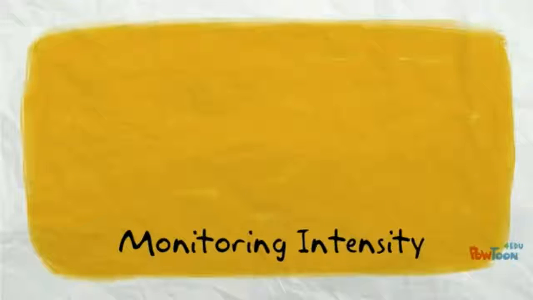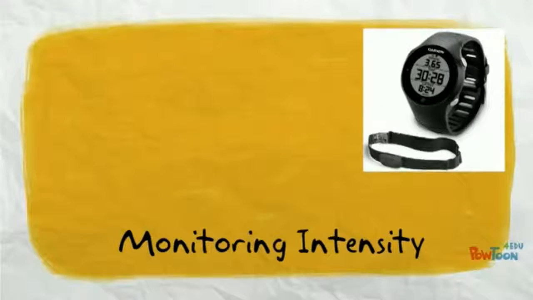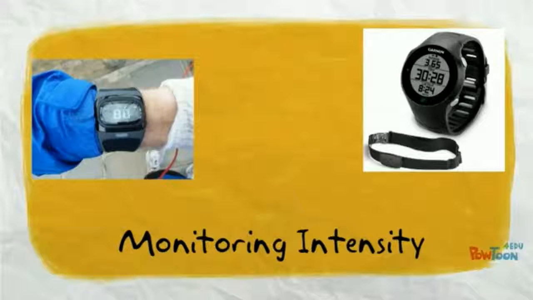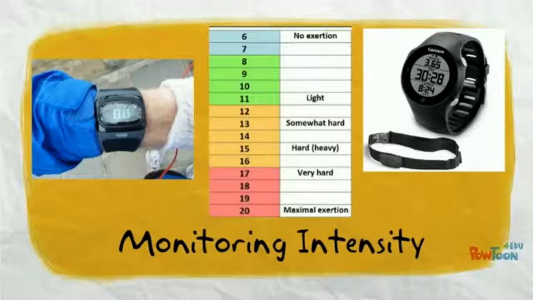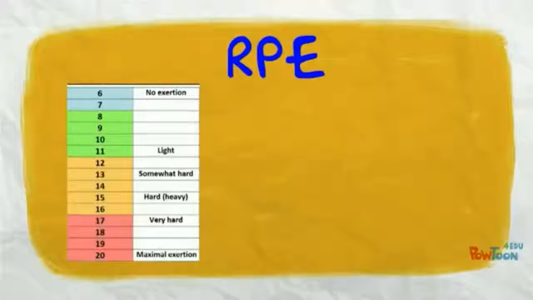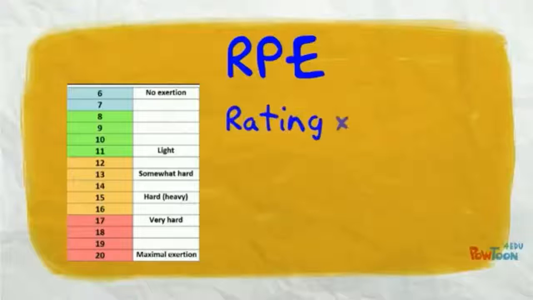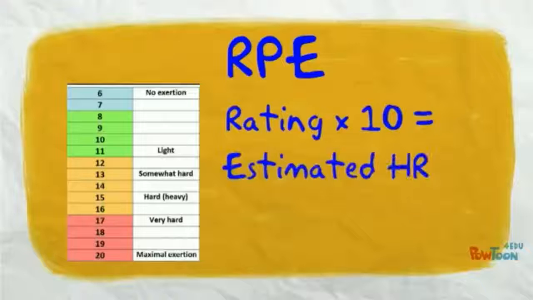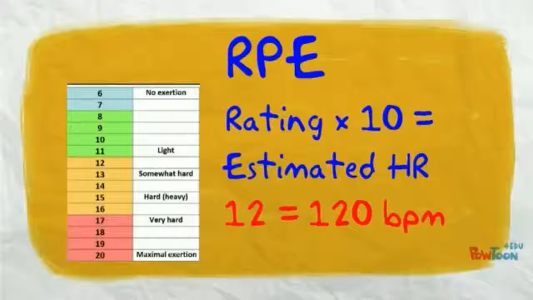Intensity needs to be monitored during training to ensure an athlete is staying within their training zone. This can be done by wearing a heart rate monitor or using rate of perceived exertion, RPE. RPE is simply rating how hard an athlete finds exercise on a scale of 6 to 20. This is used to predict what the heart rate would be by multiplying the rating by 10. For example, if Farah rated a run as 12, his estimated heart rate would be 120.